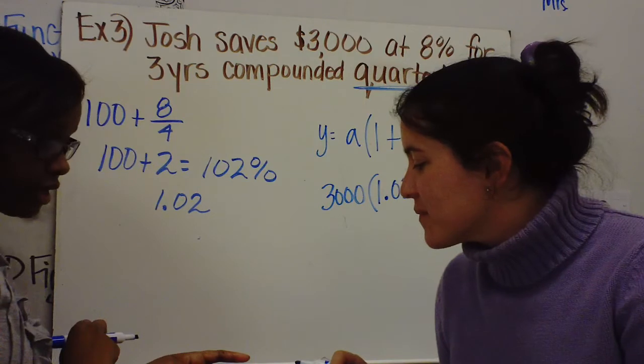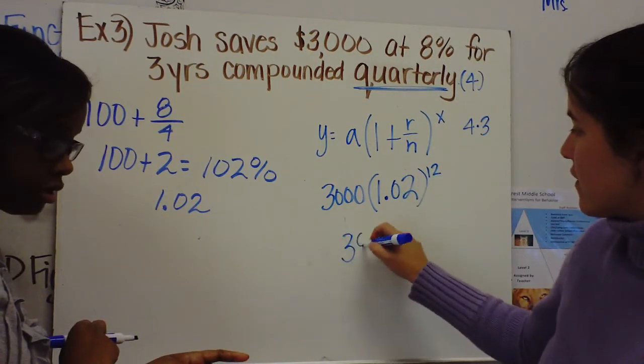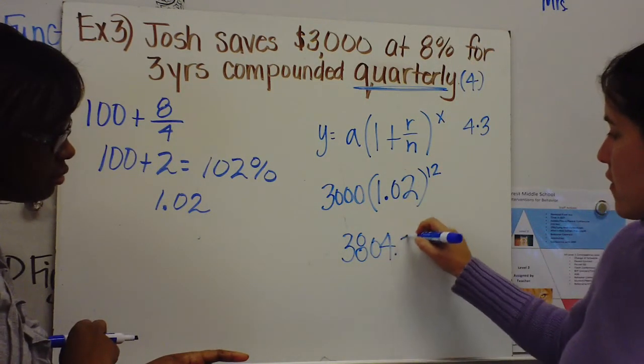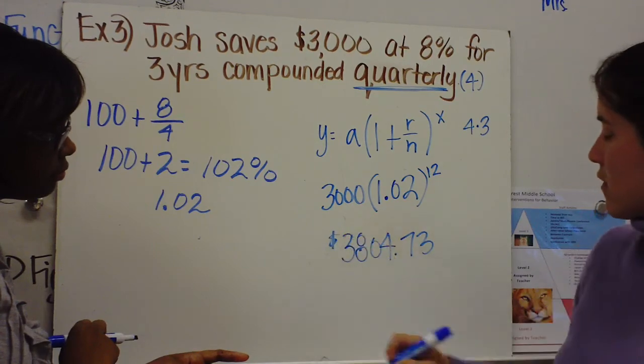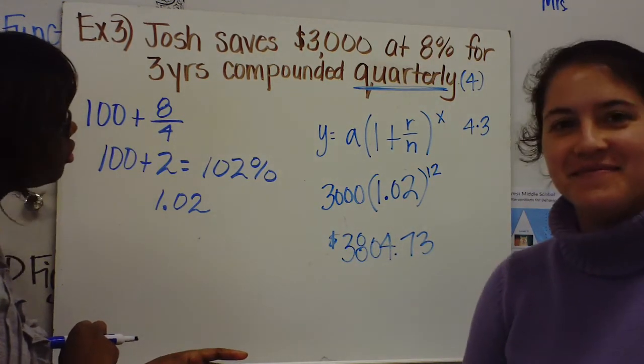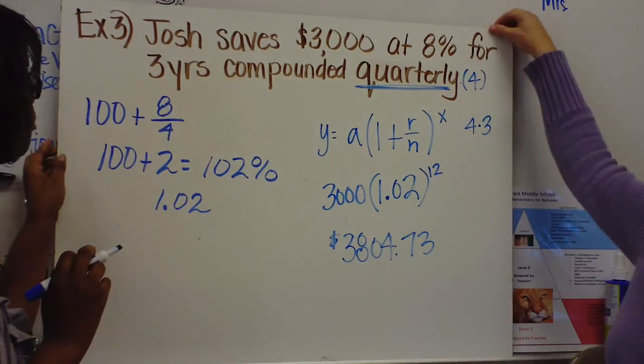What'd you get? $3,804.73. Alright, we will do more examples tomorrow in class.